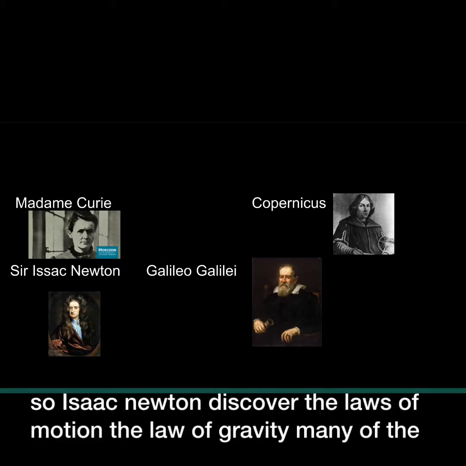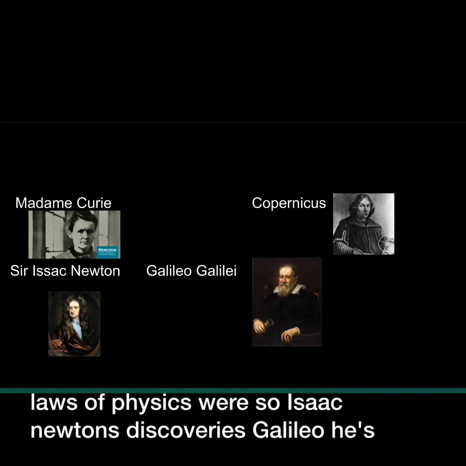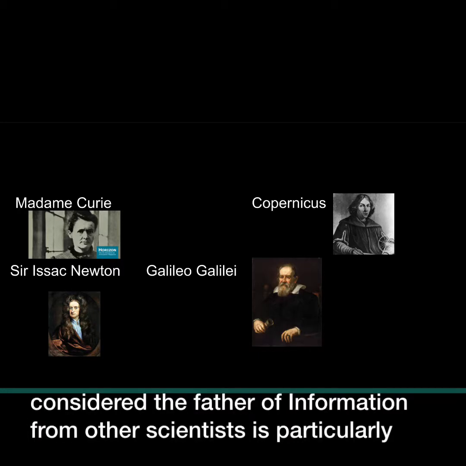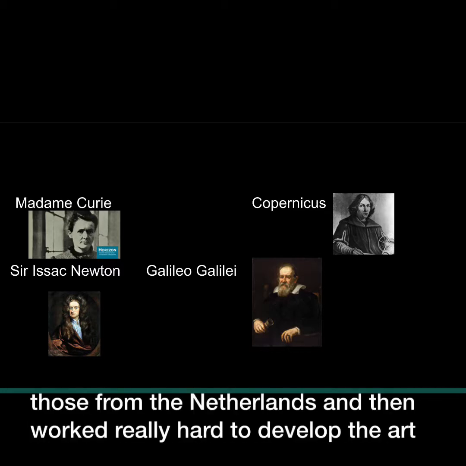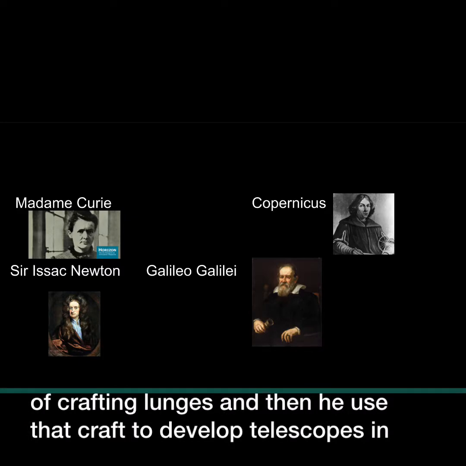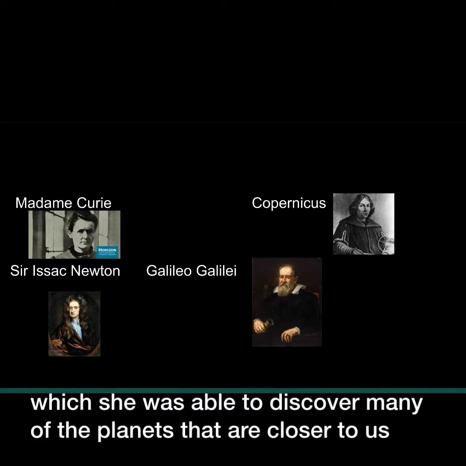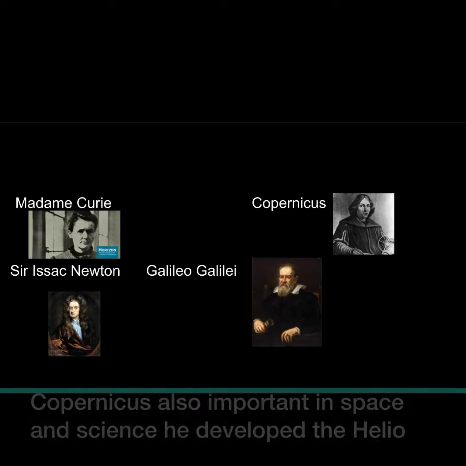Sir Isaac Newton discovered the laws of motion, the law of gravity. Many of the laws of physics were Sir Isaac Newton's discoveries. Galileo, he's considered the father of the scientific method. He also took information from other scientists, particularly those from the Netherlands, and then worked really hard to develop the art of crafting lenses. And then he used that craft to develop telescopes in which he was able to discover many of the planets that are closer to us.